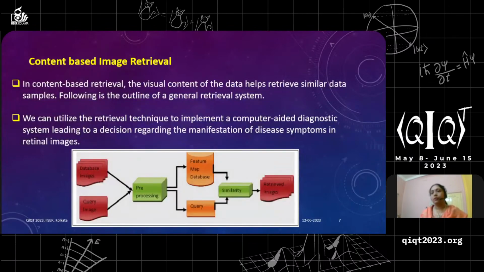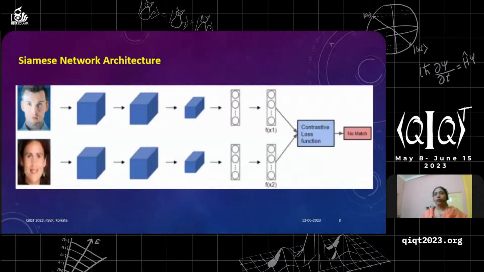As we can see from the block diagram, database images and query images are processed and compared, and a similarity score is measured. According to the sorted similarity score, the similar images are retrieved. We are dealing with content-based retinal image retrieval, and we are retrieving retinal images through Siamese network architecture.